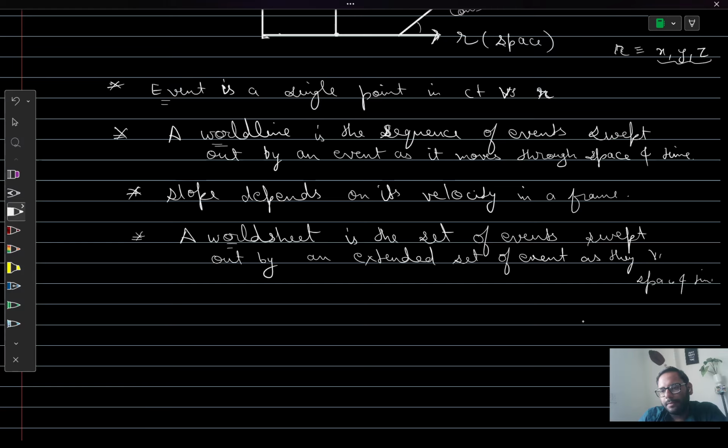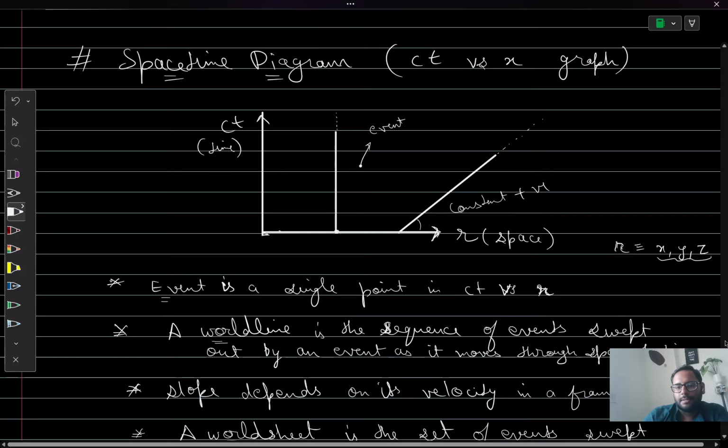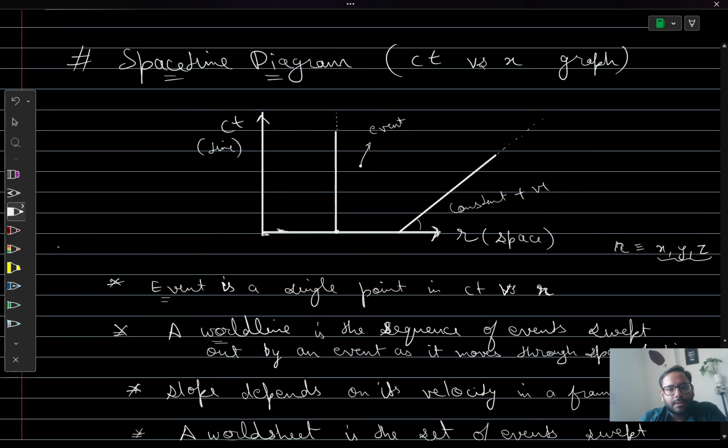As they move through space and time, an extended set of events. That is, it can be represented as, suppose this is my set of events. Let me take something else.